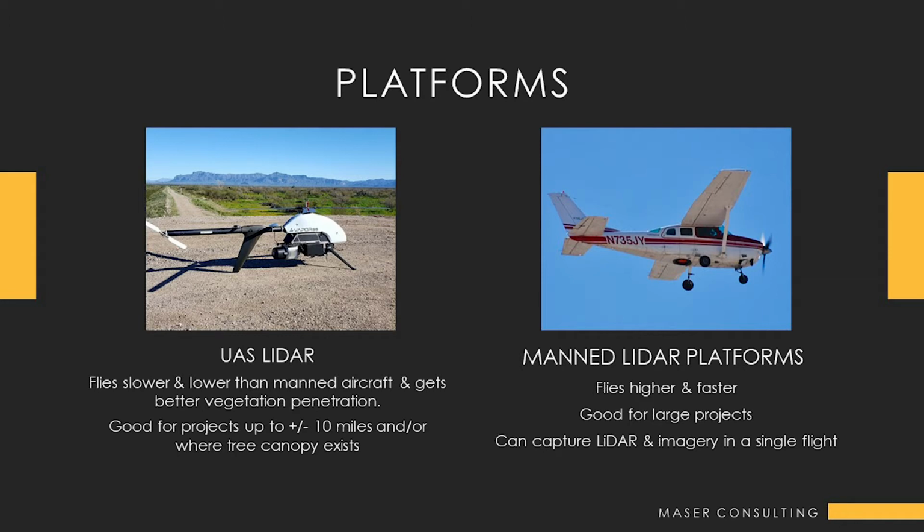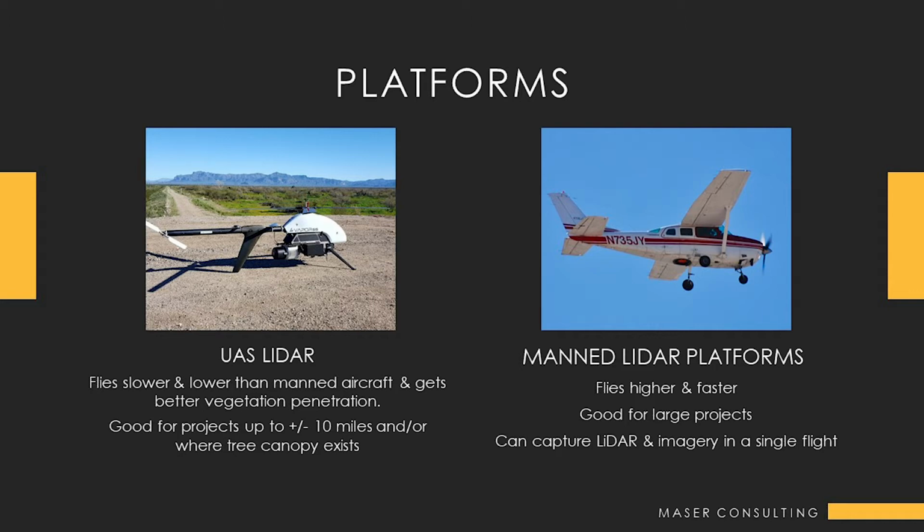There's a couple of different strategies we have depending on the project. The UAS LiDAR platform, what you see there is the Vapor 55. We have 3 LiDAR sensors that can be carried by the Vapor 55, and we cover anywhere in the continental USA with those 3 sensors. The advantages of the UAS based collection procedure is that the aircraft flies slower and lower than a manned aircraft would, and that gives us a denser point cloud and gives us better vegetation penetration.